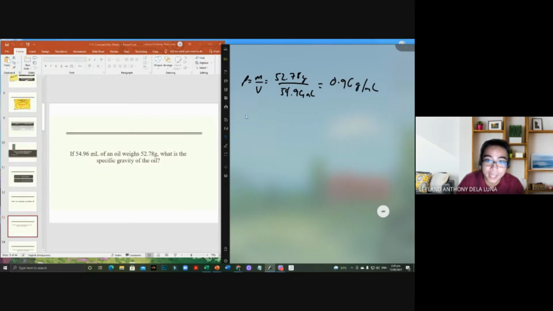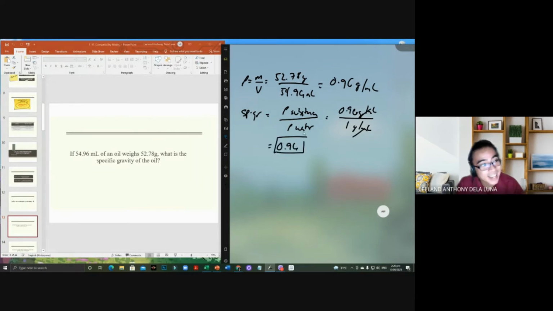So obviously, class, sabi nga natin, specific gravity is equal to density of your substance over density of water. So 0.96 gram per ml divided by 1 gram per ml. Kasi constant naman lang natin ang density ng water natin. So, cancel. Obviously, 0.96. As is yan.